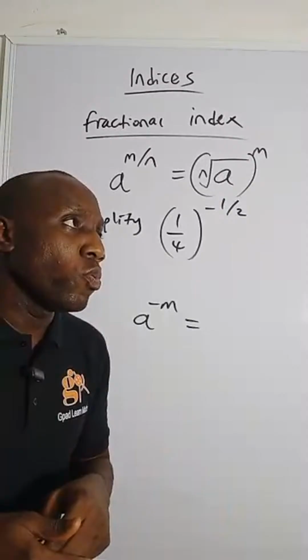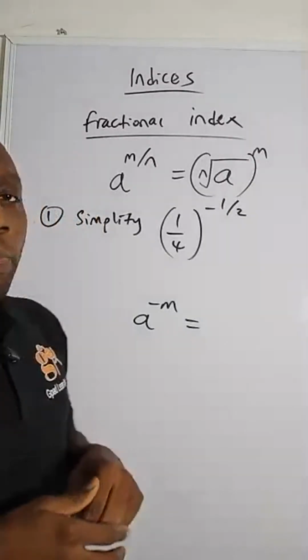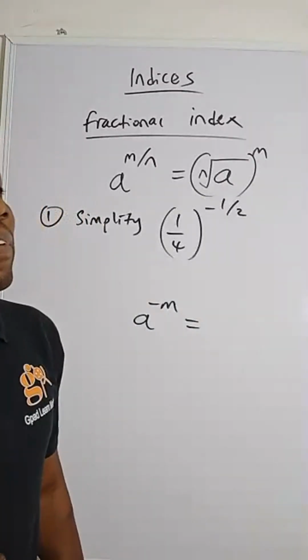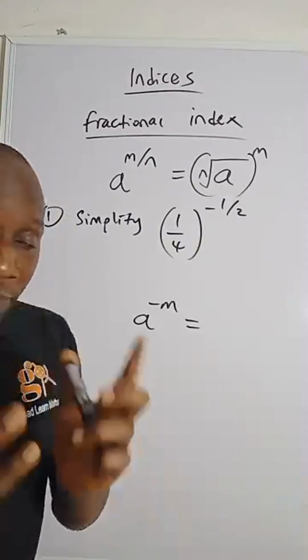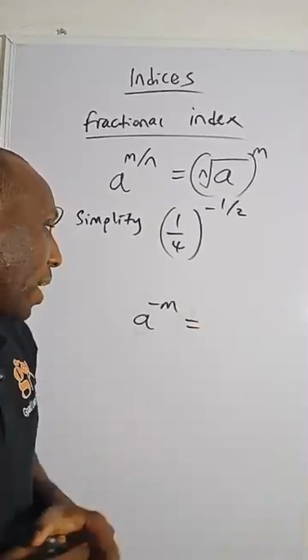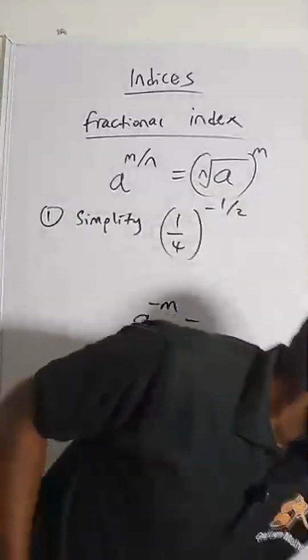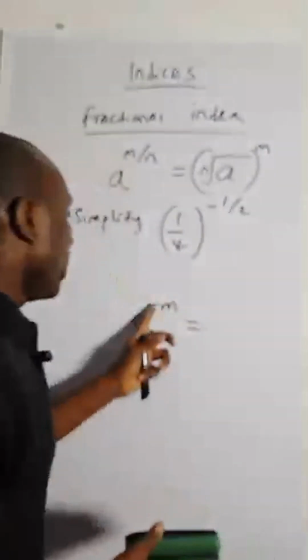It's like multiplying it by its multiplicative inverse. Just see it as a fraction that is flipped over.